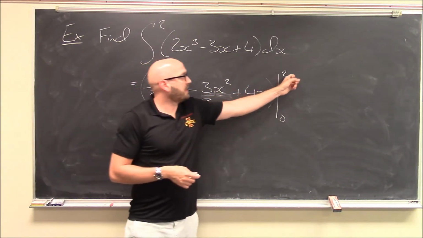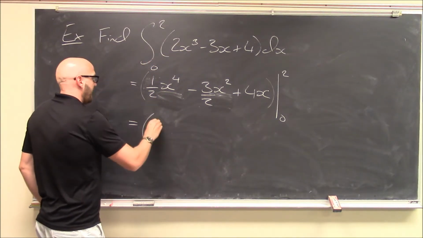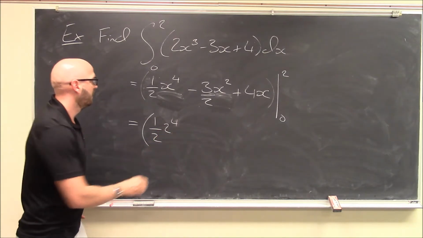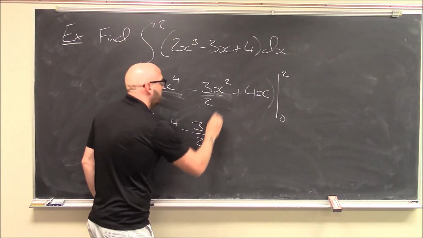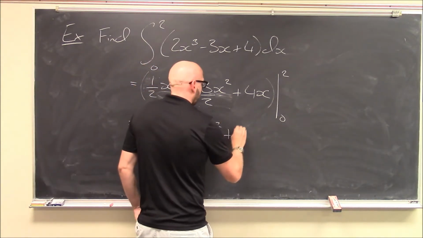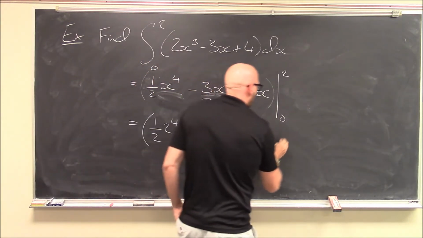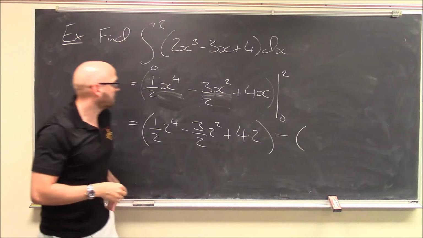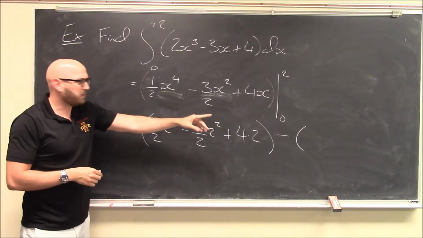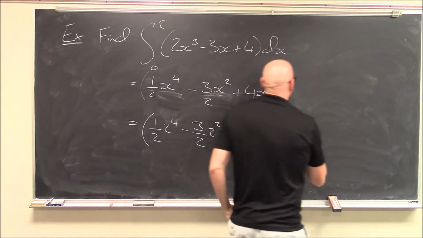And now we have to plug in 2 and 0. So what do we have? We've got 1 over 2 times 2 to the 4th, minus 3 over 2 times 2 squared, plus 4 times 2, minus, plug in 0 into our expression. I could write down the whole thing, but it's pretty obvious what happens. Plugging in 0, we get 0 minus 0 plus 0, which is just minus 0.